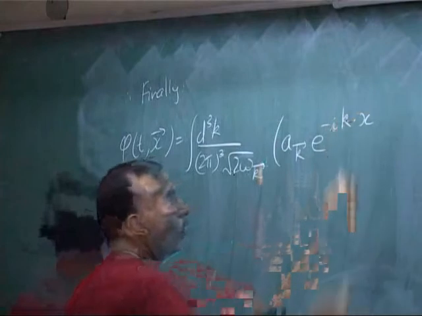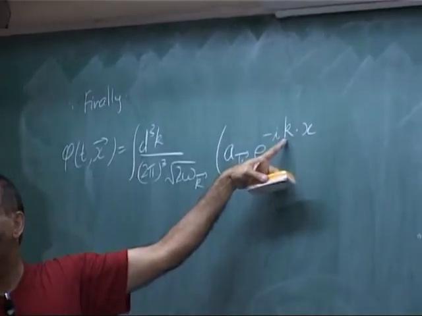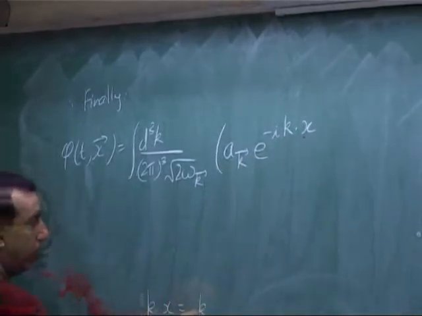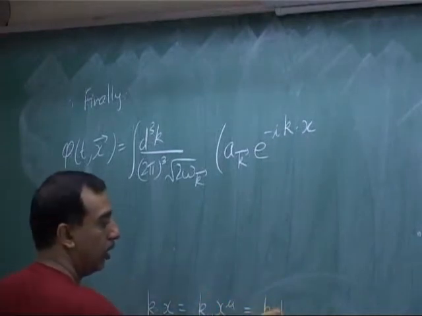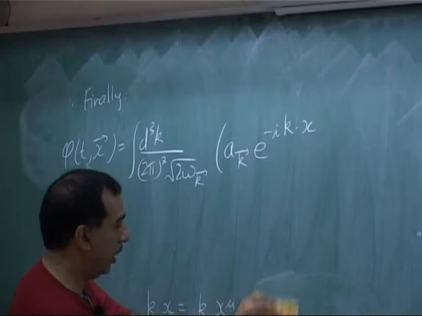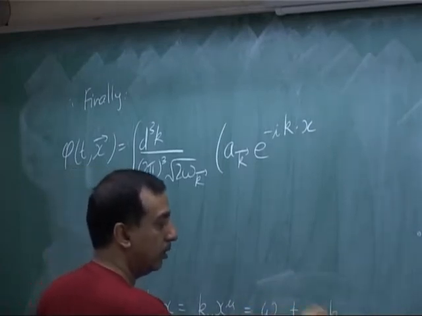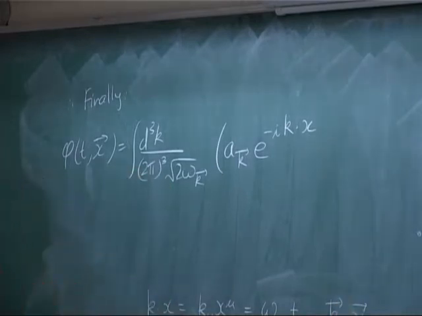Okay, so I am using k dot x. When I don't put a vector arrow, it means it's a 4 vector. And k dot x is k mu x mu. So it is k 0 times t. k 0 is omega_k. So it's omega_k times t minus k vector dot x vector. Okay. And therefore it's the same as what's up there.